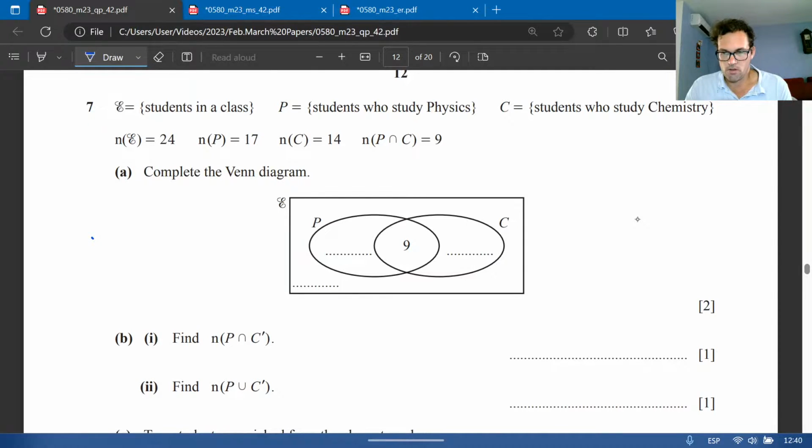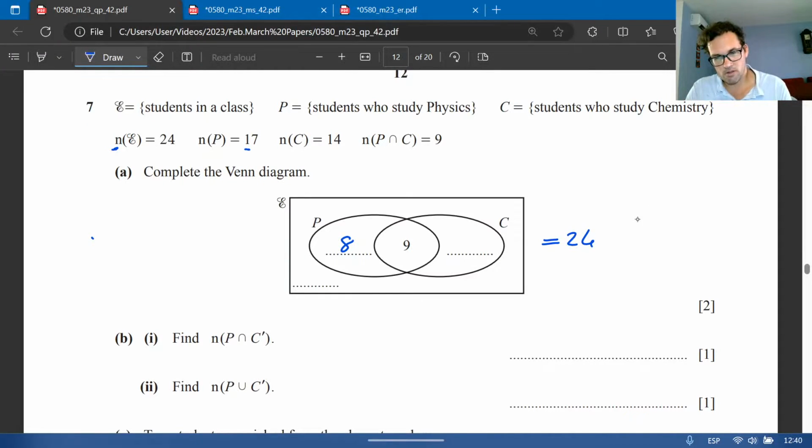It's all the students in the class. It says the number of the universal set, all the students, is 24. So in total, in that block, everything needs to add up to 24. There's 24 students. Okay. P is the students who study physics. So look, everybody who studies physics needs to go in this oval of P. But there's already a 9 inside that oval. So that means over here needs to be an 8, so that everything inside adds up to 17.